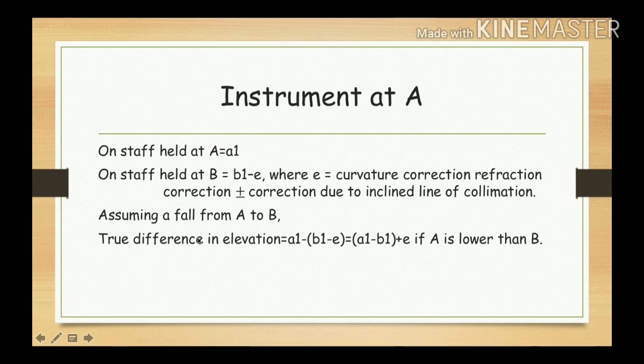Assuming a fall from A to B, the true difference in elevation is nothing but A1 minus B1 minus E, which will eventually give you A1 minus B1 plus E if A is lower than B.